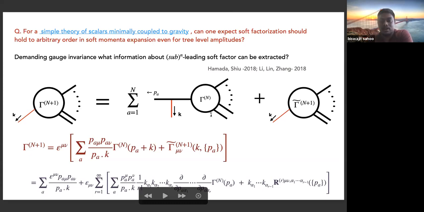Let me draw again the same diagrams, but now I remove this 1PI vertex by just a minimal coupling, graviton minimally coupled to scalar. Since they are spinless, good. So let's try to write that gamma n plus 1 can be written as, since we know it is minimally coupled, we know completely what the vertex will be: it will contribute like p_a mu p_a nu upon p_a dot k. Then this scalar enters the n-point function with momentum p_a plus k. So now this is an n-point function, but one of the momenta is p_a plus k. The rest, gamma tilde n plus 1, we don't know, so this is an unknown function.